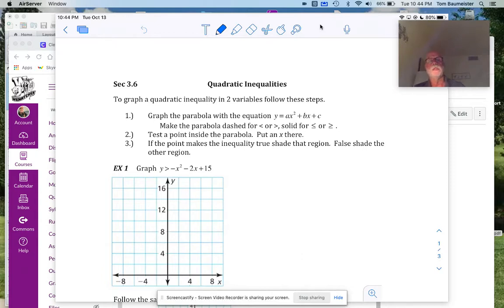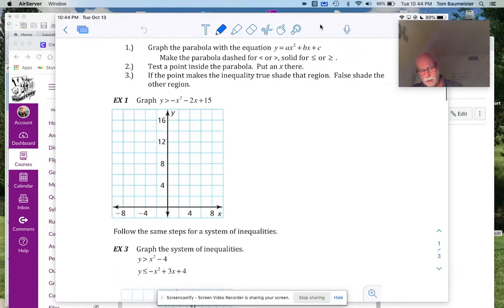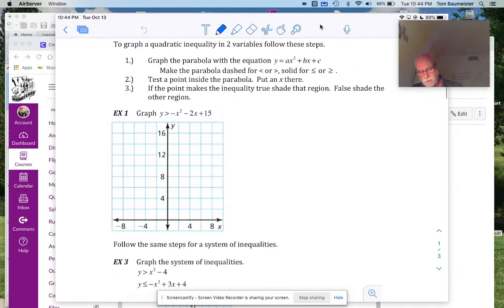Number two, test a point inside the parabola, put an X there. That's my suggestion. It makes it easier to see where the point is. And number three, if the point makes the inequality true, shade that region. If it's a false statement, shade the other region. So our first example is graph y is greater than negative x squared minus 2x plus 15.